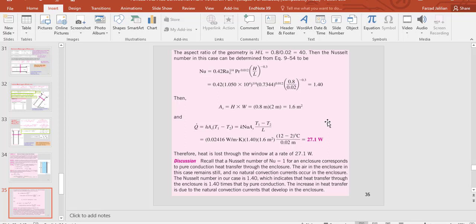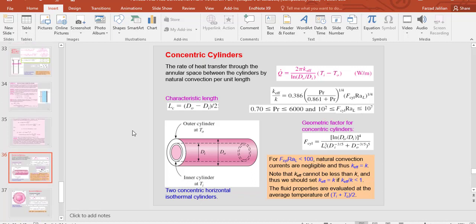Okay, so in this example you can see how you can use this equation to find the Nusselt number for a rectangular enclosure. For other enclosures also you should check the conditions, then find the Nusselt number, and finally use this equation to find the rate of heat transfer. Okay, now let's see for other geometries how we can find the rate of heat transfer for those geometries.